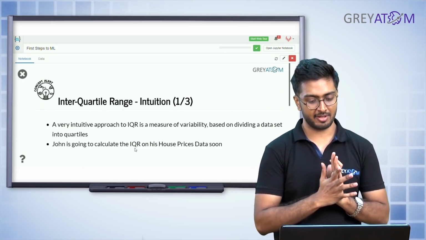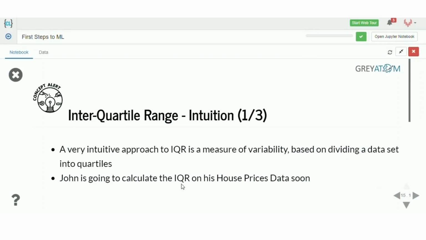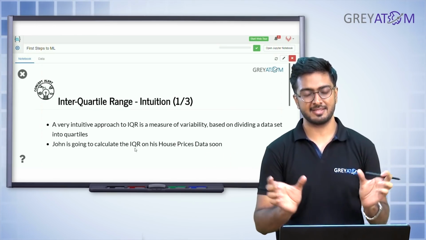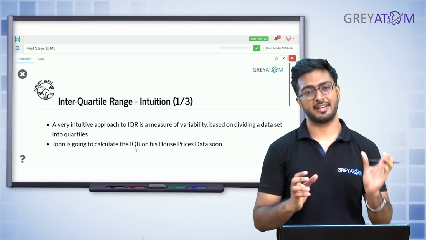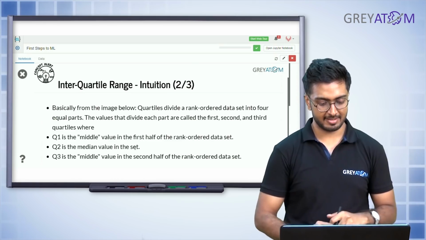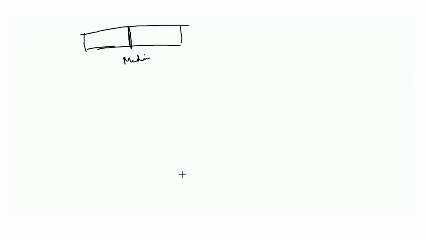Now what is the interquartile range? An intuitive approach to IQR is a measure of variability based on dividing a dataset into quartiles. The way the median divides datasets into 50-50 splits, quartiles divide the data into 25-25 splits. So let's understand that very well. So this is your median.